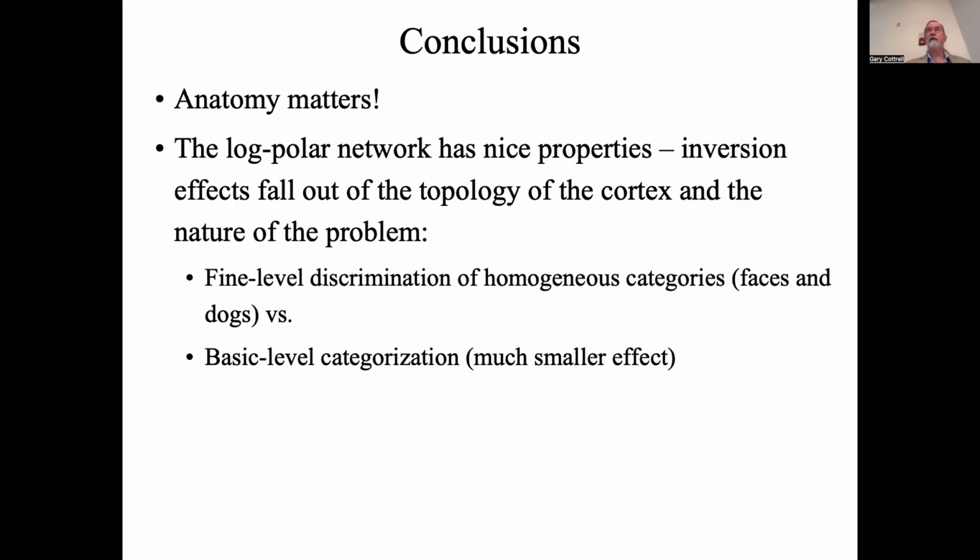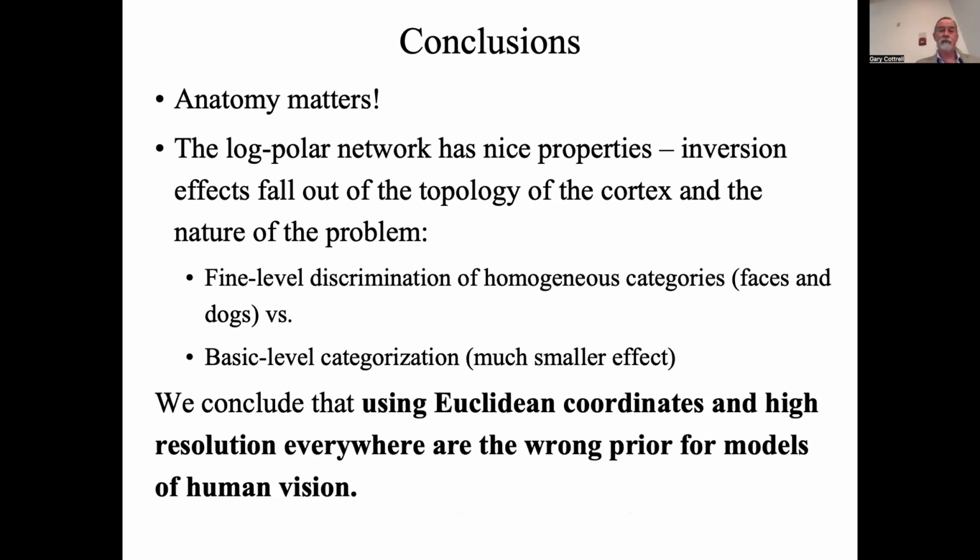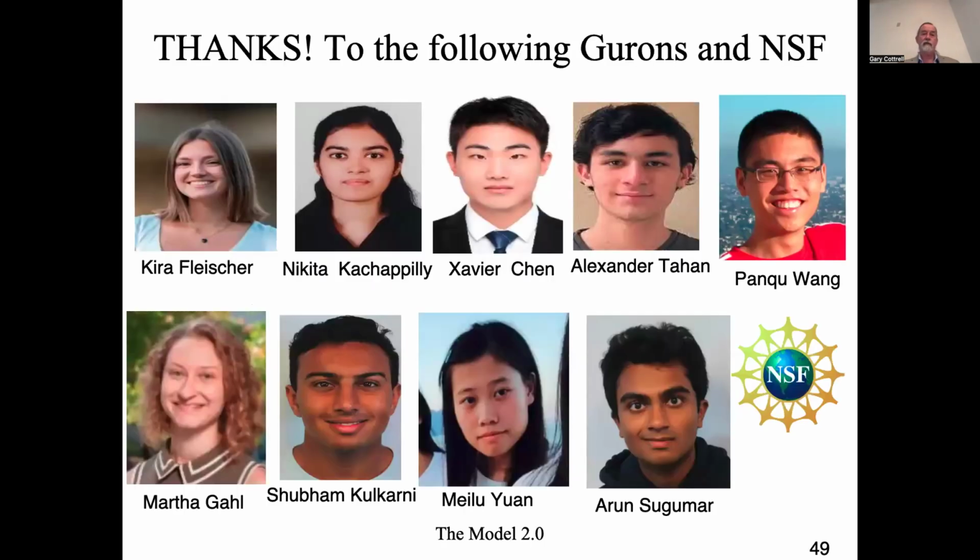So anatomy matters. The log polar network has nice properties. Inversion effects fall out of the topology of the cortex. It's flat. It's not a torus. And the nature of the problem, fine level discrimination of homogeneous categories versus basic level objects, which are a much smaller effect. So we conclude that using Euclidean coordinates and high resolution everywhere are the wrong prior for models of human vision. And I want to thank my students who've been working on this.